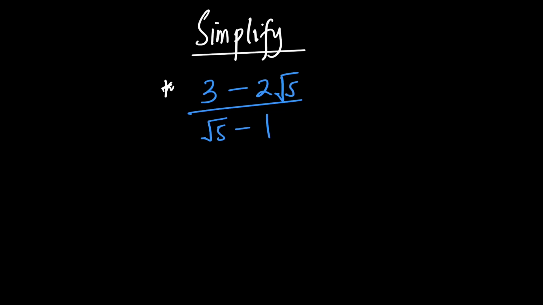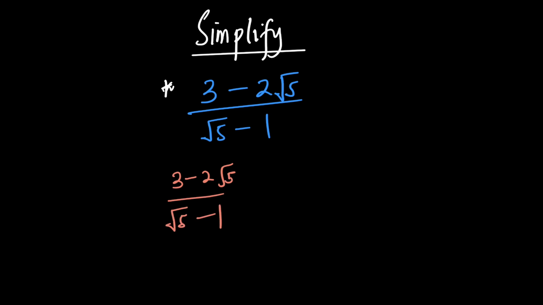Now, this question can look very, very tricky, but it's actually very, very simple. We want to simplify 3 minus 2 root 5 all over root 5 minus 1. So the first step is to rationalize the denominator. So we're writing the question: we have 3 minus 2 root 5 all over root 5 minus 1.